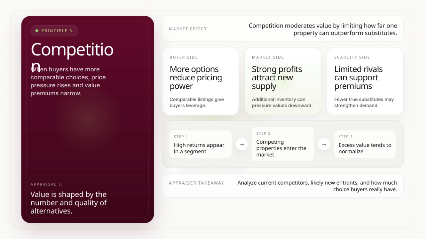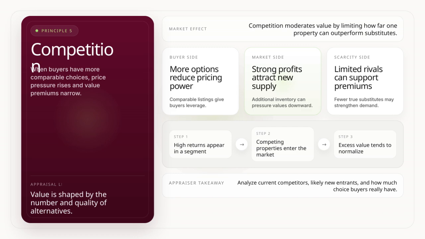Conversely, scarcity on the supply side, meaning fewer rivals in the market, can support higher premiums because limited substitutes strengthen demand. We can see this process in three steps. Initially, a segment shows high returns, which then draws competing properties into the market. Finally, this competition leads to excess value normalizing over time.